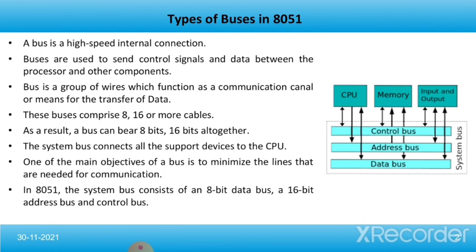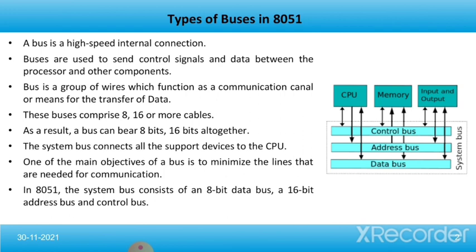These buses comprise 8-bit, 16-bit or more cables. They consist of 8 cables or 16 cables. As a result, a bus can bear 8 bits or 16 bits altogether. So if the data is of 8 bit, then you are supposed to use a bus of 8 cables. If the data is of 16 bit, then you are supposed to use a bus of 16 cables.